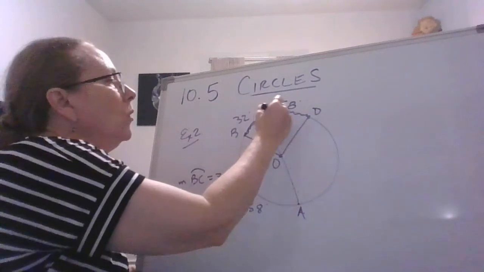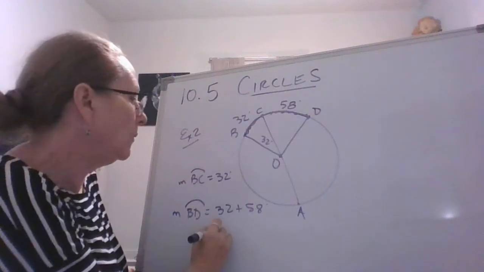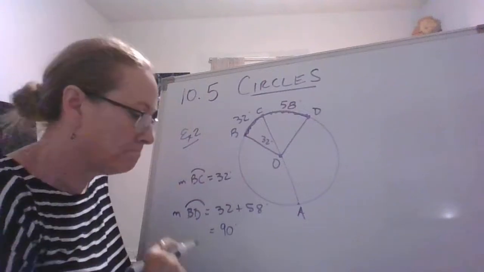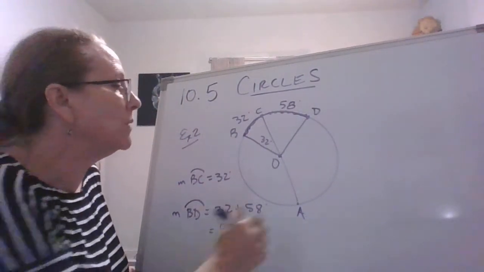Excuse me, wait, to get it all the way from B to D, we would have to add those two together. So now we have 90 degrees. Okay, so we can add those arcs just like before. All right, let's look for ABC.